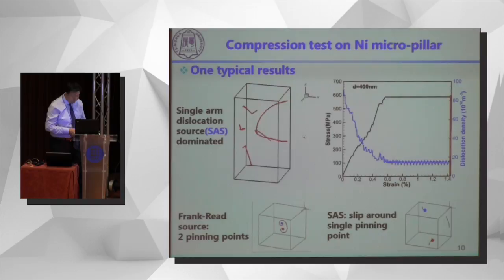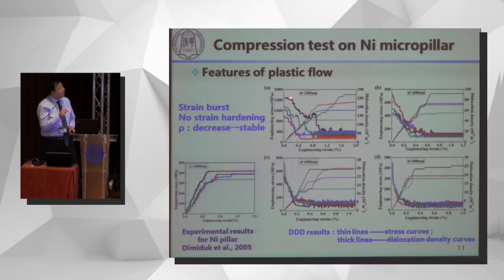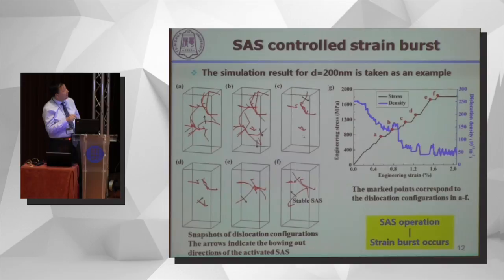We have different sizes of pillars: 200 nanometers, 400 nanometers, and up to 800 nanometers. The thin line is the dislocation density curve, and the thick line is the stress-strain curve. They have almost the same configurations. We can compare the results with experiments for the nanopillars, and they have almost the same configuration. During the comparison, we give an example: a pillar with 200 nanometers diameter. Some dislocation density will be reduced since dislocations escape from free boundaries and free surface. And the strength curve will increase because more dislocations escape.